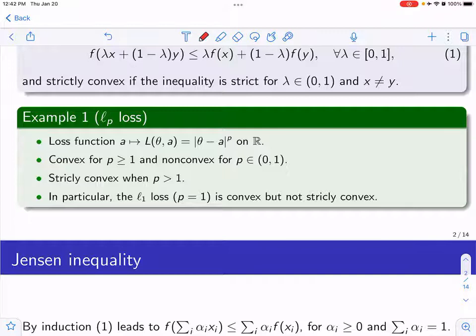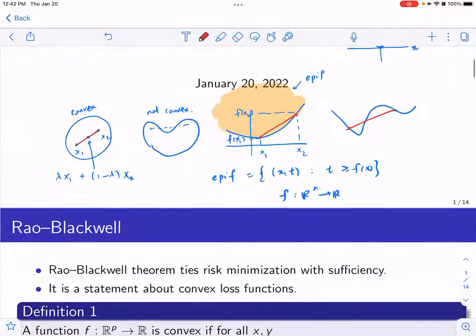Okay, so we have a question. What is the relation between the convex set and the convex function? I gave you one relation: you can define convex sets, and then you can define convex functions as functions whose epigraph, which is a set, is convex. That's one possible connection.